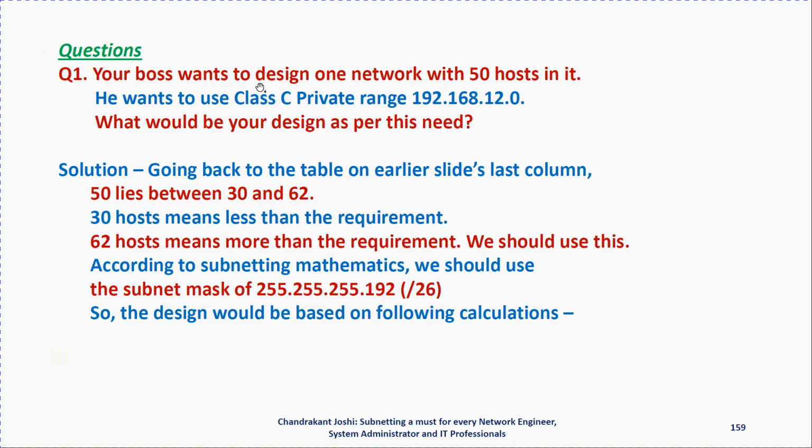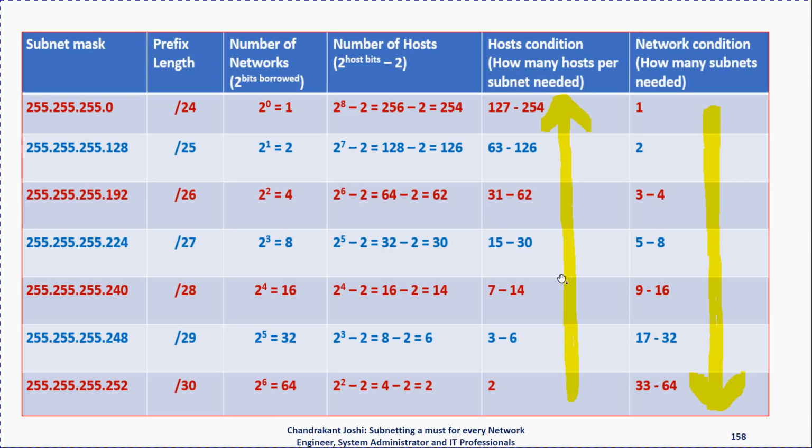Question 1. Your boss wants to design one network with 50 hosts in it. He wants to use class C private range 192.168.12.0. Now here the network has been mentioned and there are 50 hosts. So what would be your design as per this need? Now some explanation is given over here. Please go through that. I will just look at this 50 hosts. So where does this 50 lie?